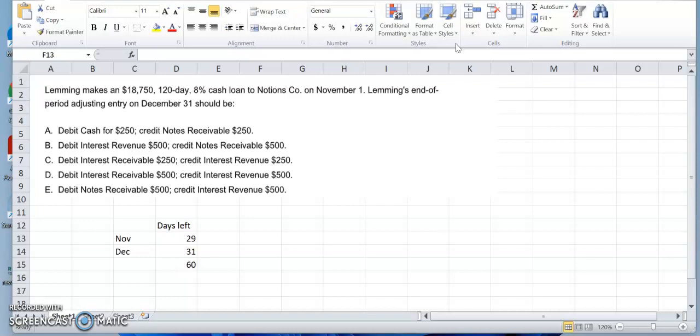So let's get started. Lemming makes an $18,750 120-day 8% cash loan to Notions Company on November 1st. Lemming's end of period adjusting entry on December 31st should be.